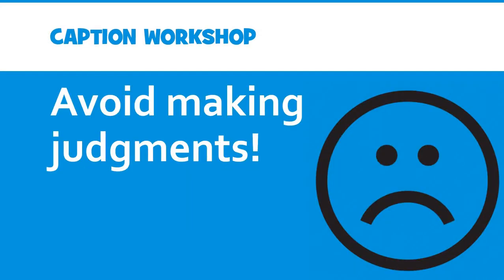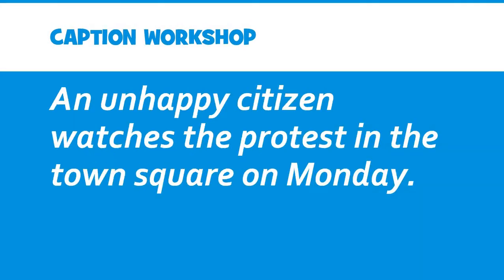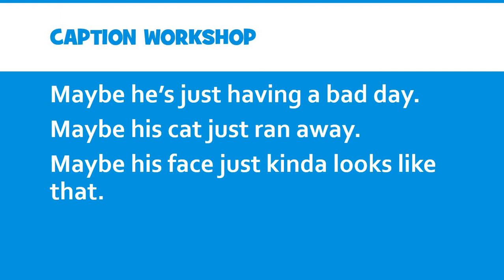We want to make sure we're not making judgment calls in photo captions and photo cut lines. Like, we shouldn't be the one making decisions like that. So, for example, we might be tempted to put a caption that says, an unhappy citizen watches the protest in the town square on Monday. But what if that person's just having a really bad day and that's why they're frowning? What if their cat ran away earlier that morning and so they're really sad about it? Or what if that's just the way their face looks? Maybe they just naturally have a frowny face. We don't need to be making judgment calls saying that they're unhappy.